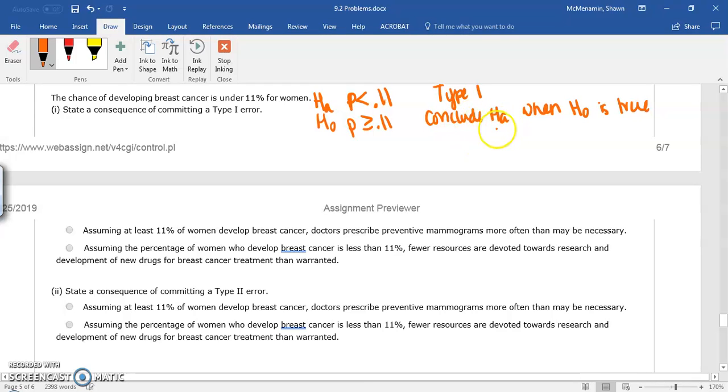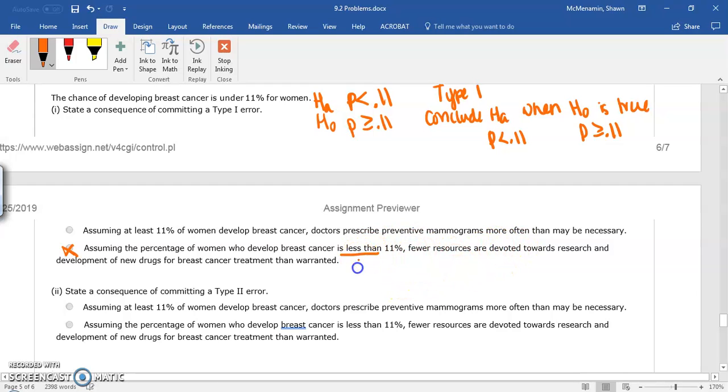So conclude HA, that means that P is less than 0.11, when in fact P is actually greater than or equal to 0.11. So you are concluding that the percentage of women that develop breast cancer is less than 11%, when in fact it's greater than or equal to 11%. So it's going to be this one. You're assuming it's less than 11%. So this is the consequence. Fewer resources are devoted towards research and development of new drugs than warranted. So you're saying it's a lot less than it actually is, so fewer resources are going to the research and development.